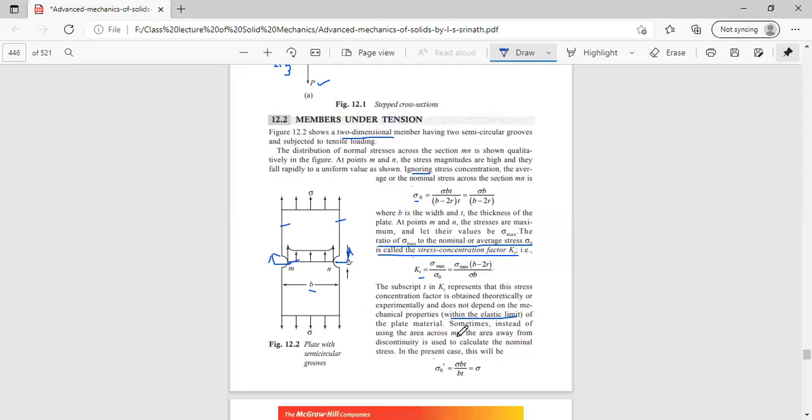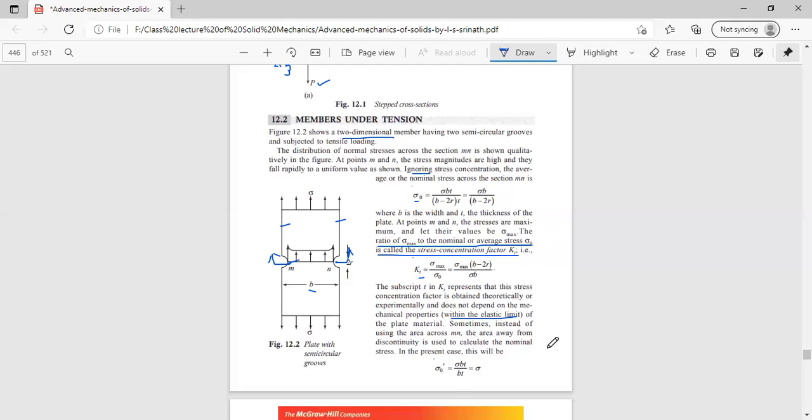Sometimes what happens, instead of using the area MN, the area away from the discontinuity is used to calculate the normal stress. So an area somewhere here, not at the point M, not at the point N, across the MN, is sometimes used to calculate the nominal stress itself. So this is the nominal or average stress here.